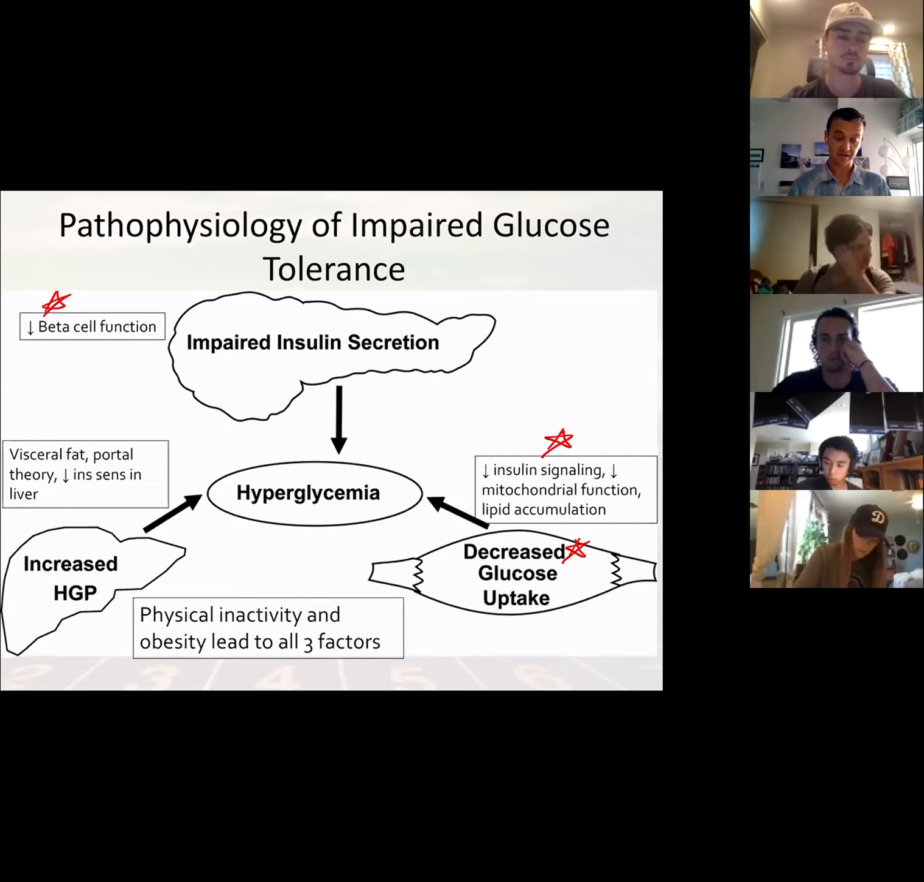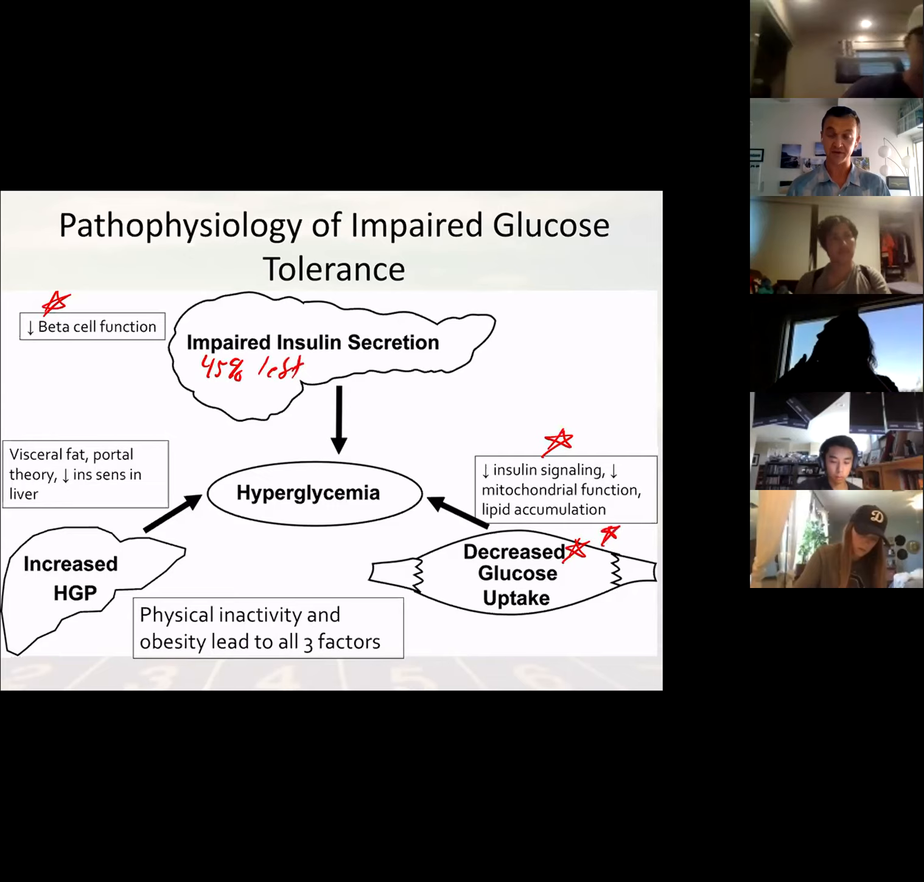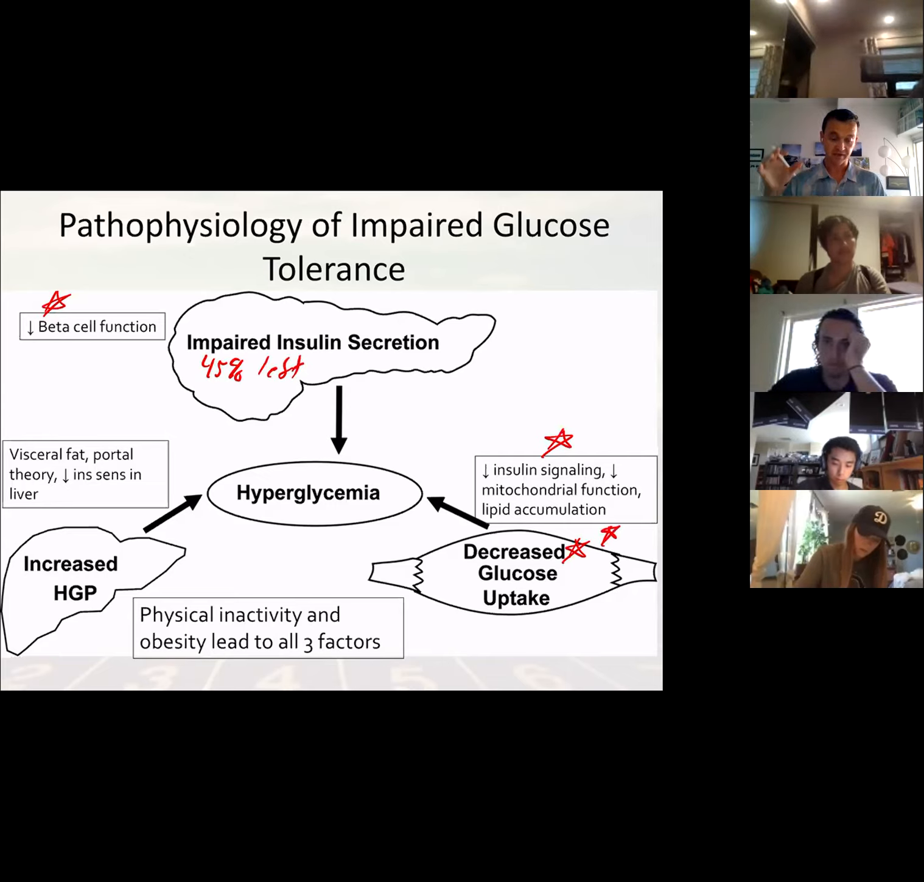So by the time you're diagnosed with type 2 diabetes, you only have about 45% of your beta cell function left. You've lost over half of your beta cell function by the time diagnosis occurs. So to say that type 2 diabetes is really only an issue down here with glucose uptake, it's not even close to the truth. Your pancreas has been making up for that impaired glucose uptake for years, and now it can't make up for it anymore. And then the third factor that's so important is this one.